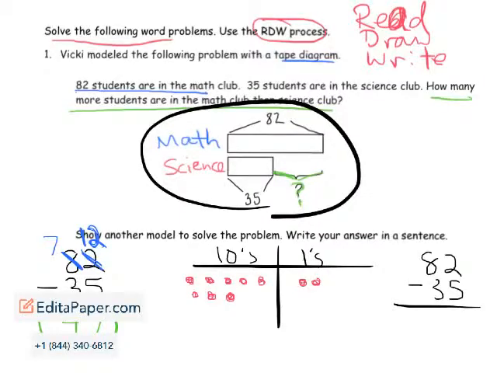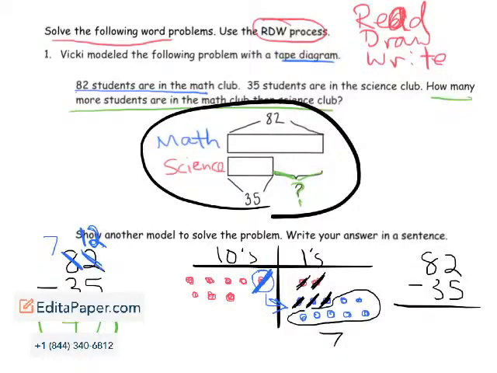Now we're going to subtract 5, which means we're going to have to unbundle one of these 10s, and that's going to give us 10 1s. And that 10 goes away because we've unbundled it, and now we can subtract 5 1s. 1, 2, 3, 4, 5. So that leaves us with 7 1s.